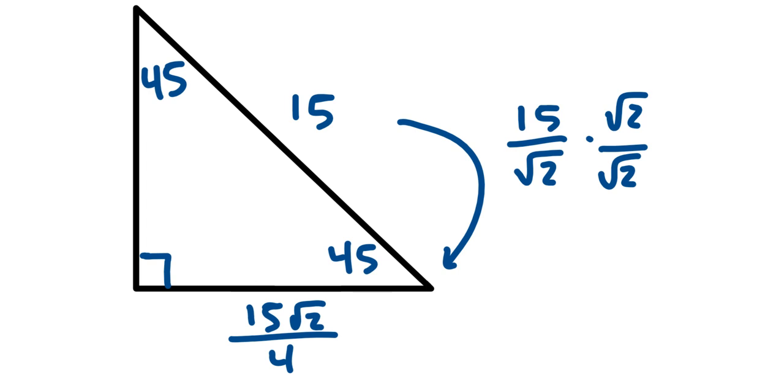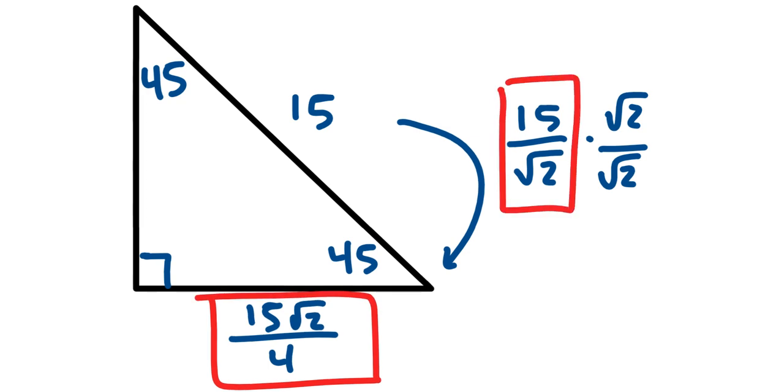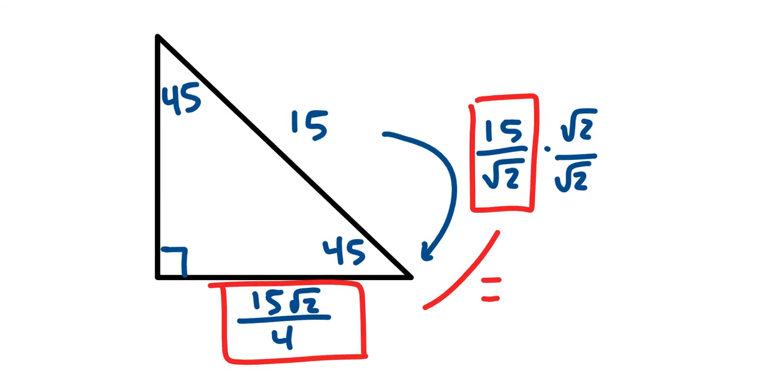And again, if you were to compare these two numbers, 15 root 2 over 2, with 15 divided by the square root of 2, they would absolutely be equal to each other. So that's our second special right triangle, the 45, 45, 90, or half square.